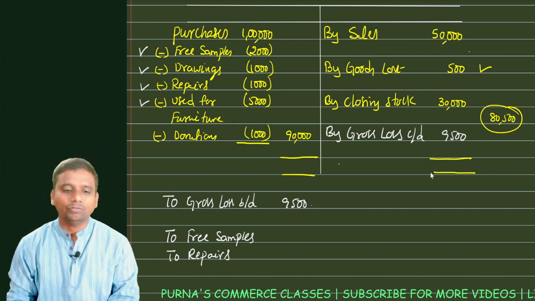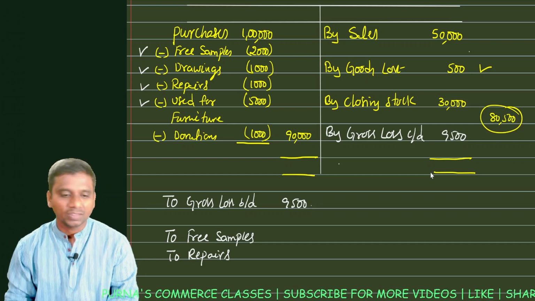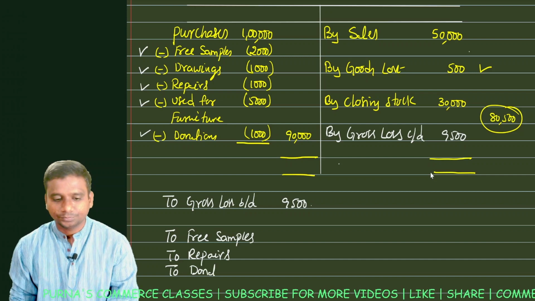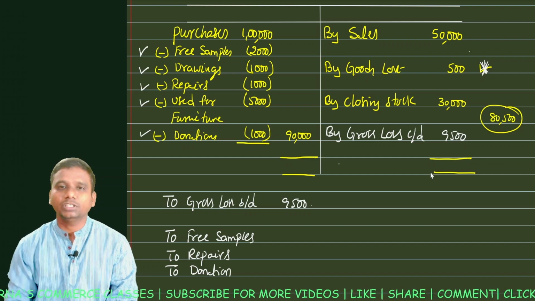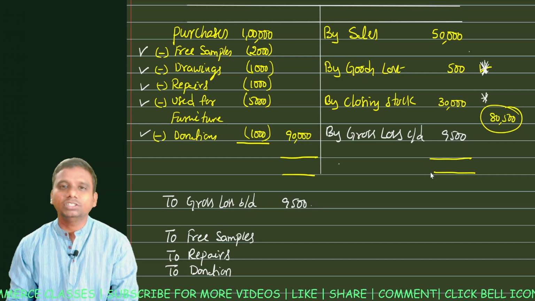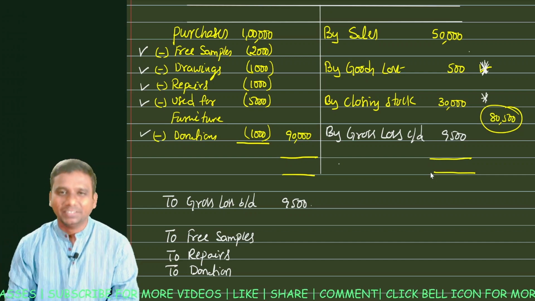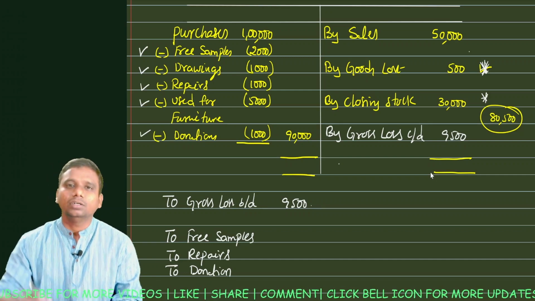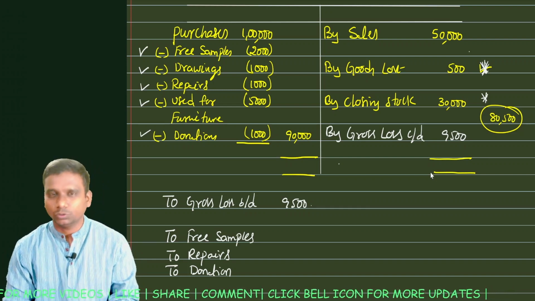Next, used for furniture. Furniture is an asset for us, so this asset we show in the balance sheet, asset side. Next, donation. It is also an expense for us, so debit to P&L account. Next, goods lost. We have a separate adjustment of goods lost; there we'll discuss this. Next, closing stock. As closing stock is an asset for us, we show it in the balance sheet, asset side. So this is how we show the adjustments for goods used other than for sale. I hope you understood, students.